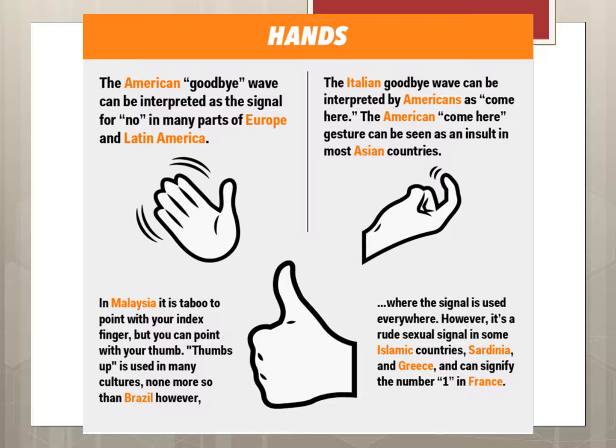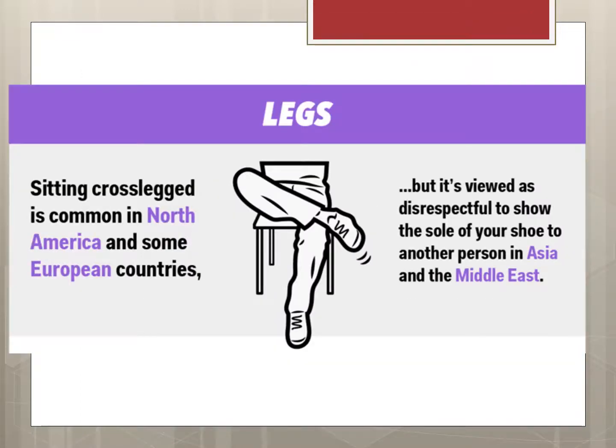The thumbs up is used in many cultures, none more so than Brazil. That signal is used everywhere, but it's a rude signal in some Islamic countries, Sardinia and Greece, and can signify the number 1 in France. Legs. People commonly sit with their legs crossed in North America and some European countries, but in countries in Asia and in the Middle East, it's considered disrespectful because it causes you to show the sole of your shoe.